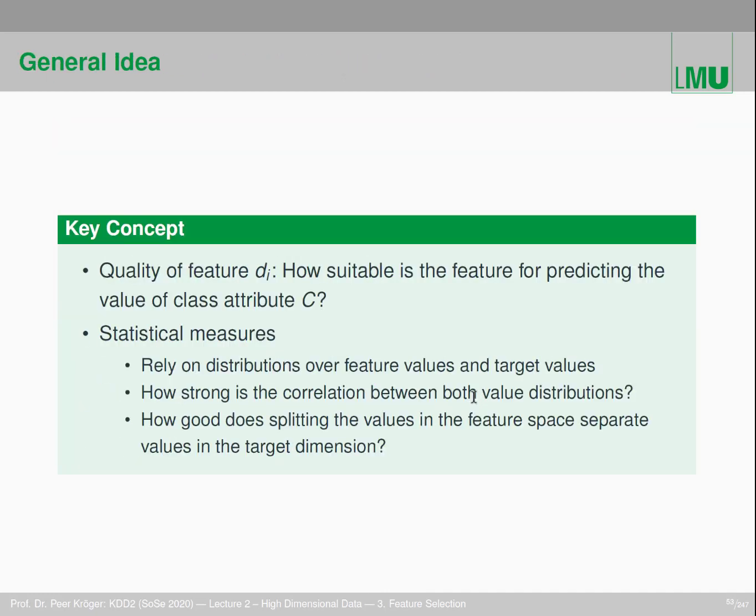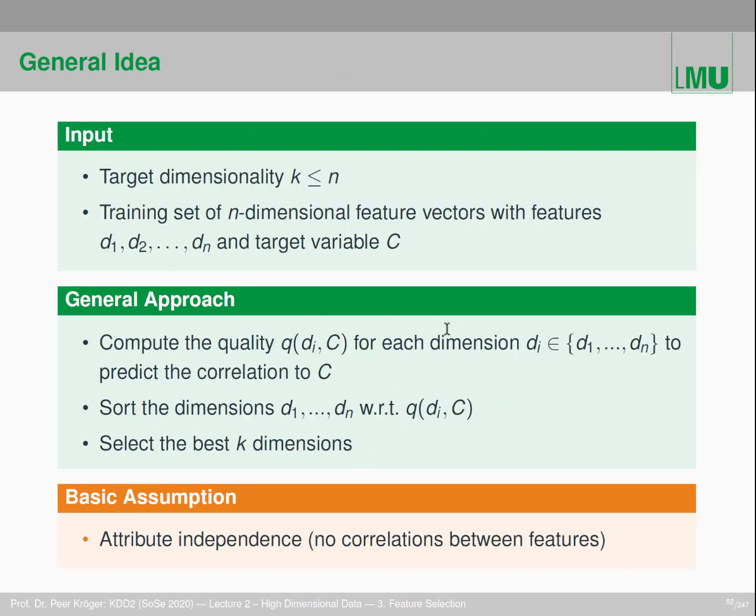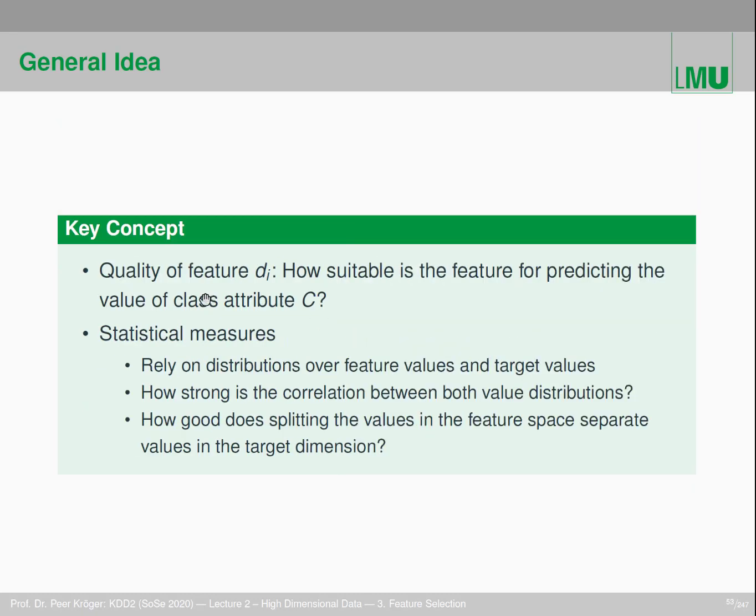Okay, but anyway, that is how you do that, and the key concept obviously is this quality measure here, this Q. So the question is how to suitably predict the correlation between a feature and the class attribute. And you want to do that model agnostic typically. So there are a lot of statistical methods that usually rely on distributions over the feature values and the target value. Yeah? And you want to evaluate how strong is the correlation between the distribution of the feature and the distribution of the target value.